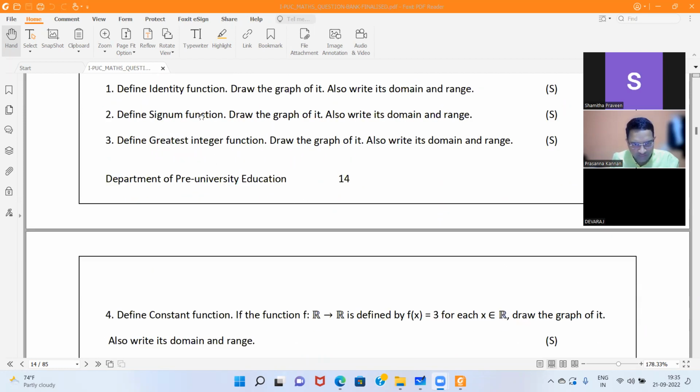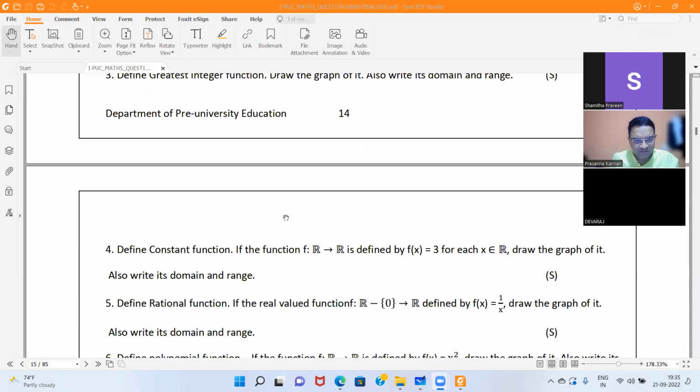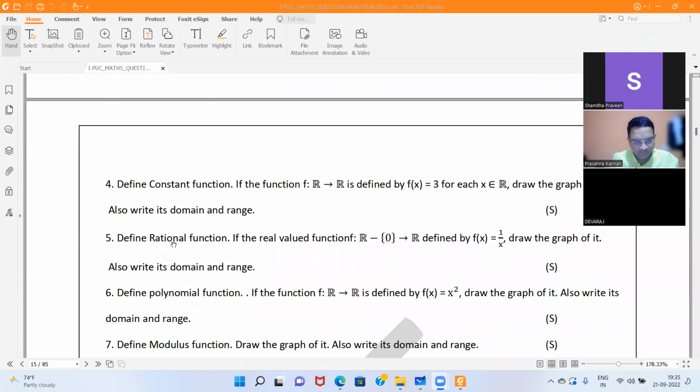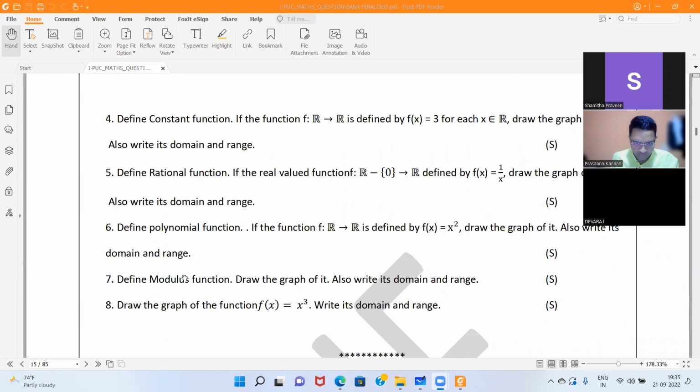You must have heard of Signum function. You must have heard of greatest integer function, constant function, polynomial, modulus, and all these, right? Some of them we will see today, maybe 2 or 3 of them we'll see today. Okay, so let's pick up question number 7, define modulus function. Let's look into that, okay?